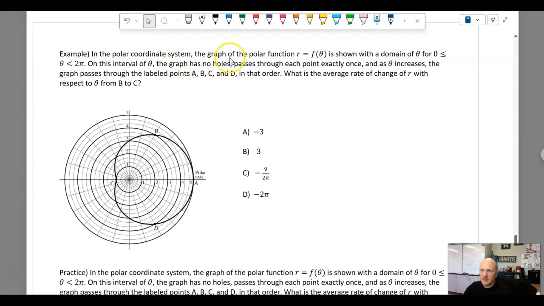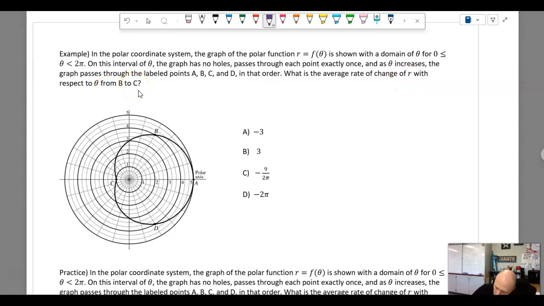In the polar coordinate system, the graph of the polar function r equals f of theta is shown for the domain of theta from 0 to 2 pi. On this interval of theta, the graph has no holes, passes through each point exactly once, and as theta increases, the graph passes through the points labeled A, B, C, and D in that order. What is the average rate of change of r with respect to theta from B to C?